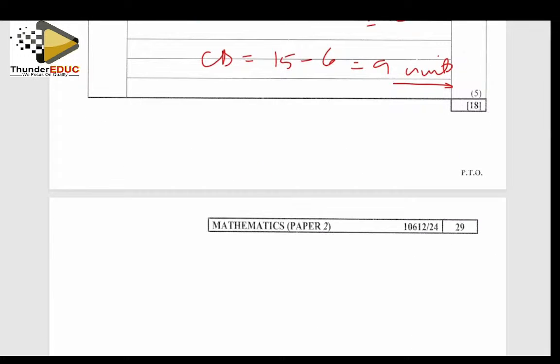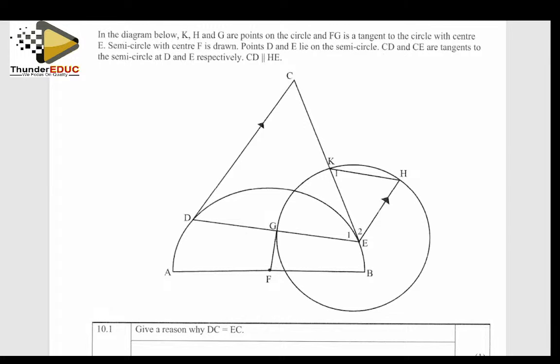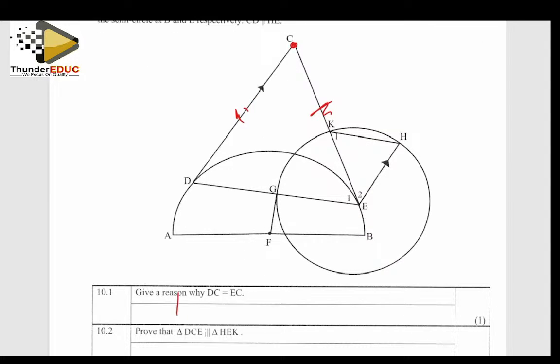All right, then question number 10. They're telling us we have this diagram, KHG, there's a point on the circle, we have tangents, the circle, there's a semicircle, and all of that. They want us to give a reason why DC and CE are equal. We know that both these lines are tangents, but for as long as they are coming from a common point, the tangents must be equal to each other. So the reason here is going to be tangents from a common point.